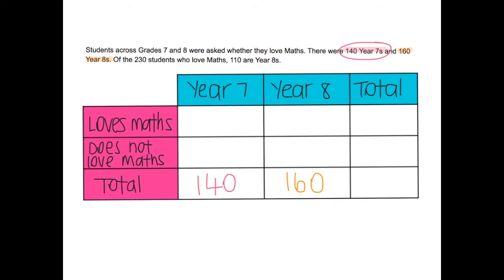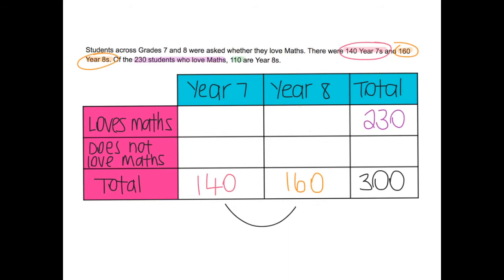column. Now I have everything I need for that row except for the total, so I'm going to add 140 to 160, which will give me 300. That tells me that the total number of students who were asked across grade 7 and 8 was 300. The next thing that I can see is that there are 230 students who love maths. So that means I can look in my loves maths column and go across to my total and write 230.